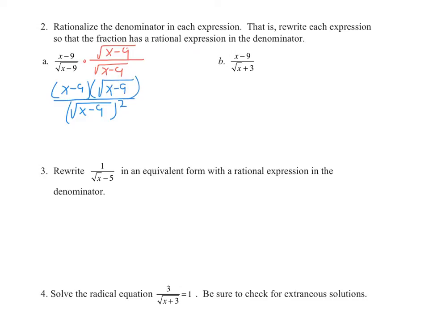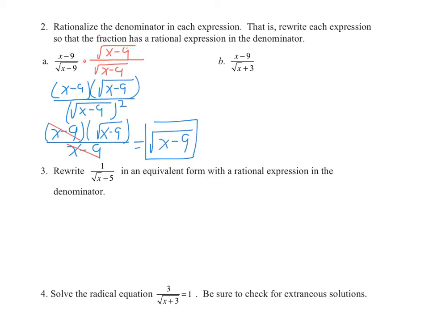In the denominator, squaring and square root cancel each other out, so I get x minus 9. On the top, I still have x minus 9 times radical x minus 9. Oh, I can cancel out the x minus 9s because they're like terms and end up with just plain old square root of x minus 9 as my answer.